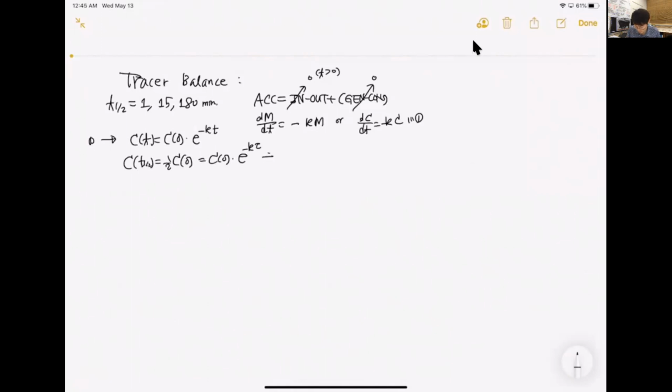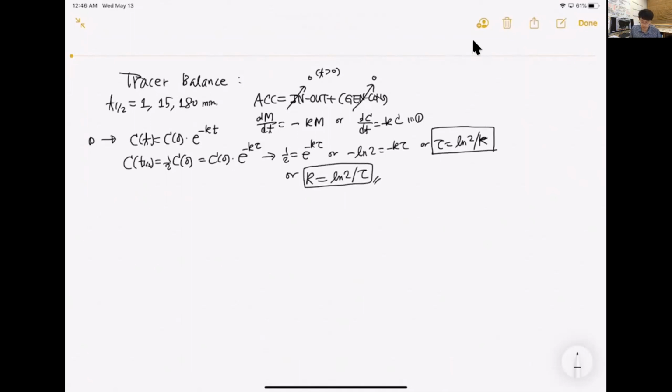Let's say tau is the half-life. Then 1/2 will be e to the minus K tau, or we can solve it by taking a log of left and right side: minus ln 2 equals minus K tau, so tau will be ln 2 divided by K. This is what we know, or we can now write K equals ln 2 over the half-life.